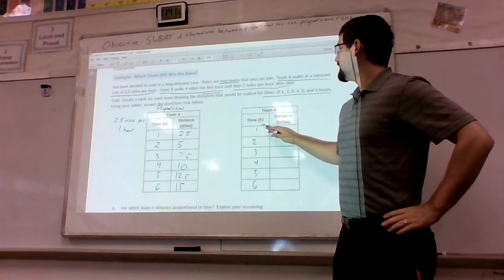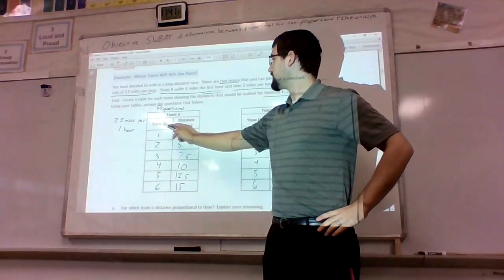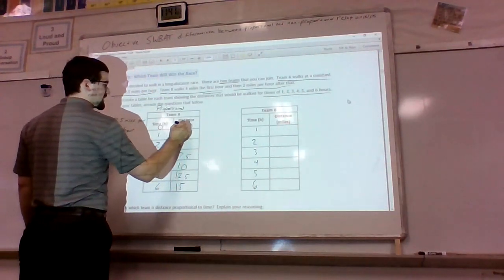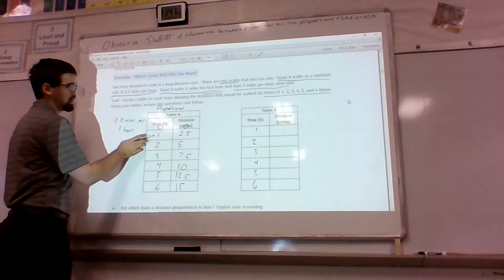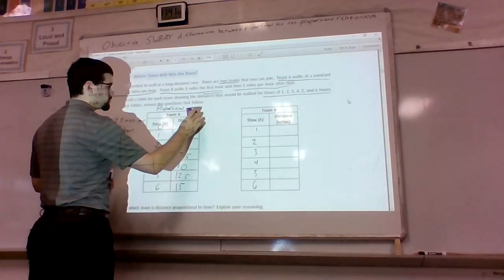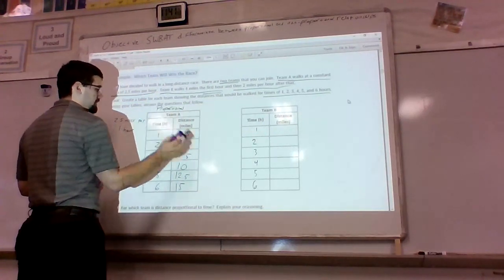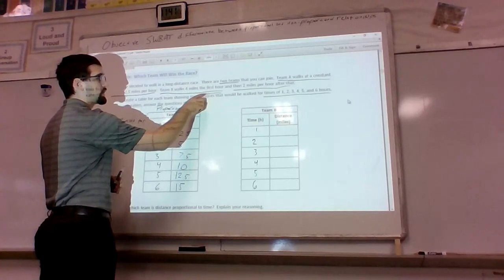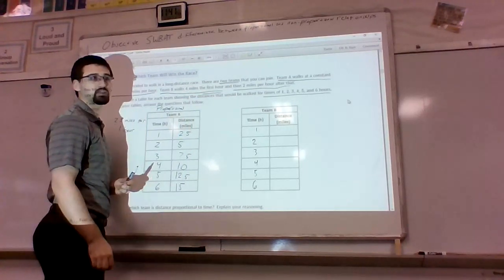Basically, here, if we started at 0 and 0, and every time we go up by 1 hour, we also go up by 2.5 miles. That will not be the case in this relationship because it says they walk 4 miles in the first hour and then 2 miles per hour after that.